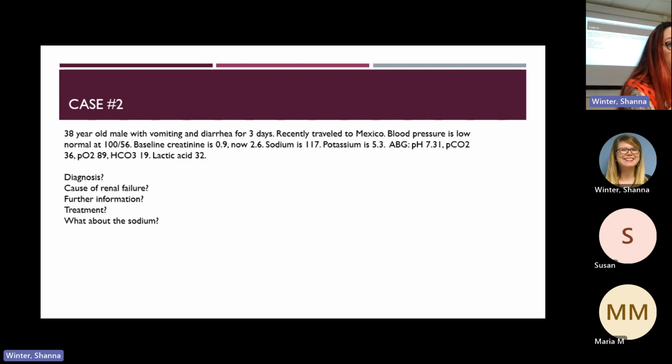We want to hydrate him. This is a hypovolemic hyponatremia. He has vomited and had diarrhea and lost all his sodium, so fluids are going to correct it. You just have to be cautious of how much volume and how quickly you're giving it. As counterintuitive as it sounds, you might end up having to switch to a D5 half normal saline so that you're not raising his sodium too quickly.